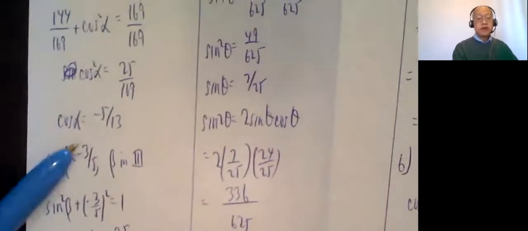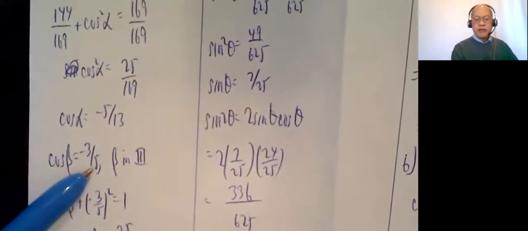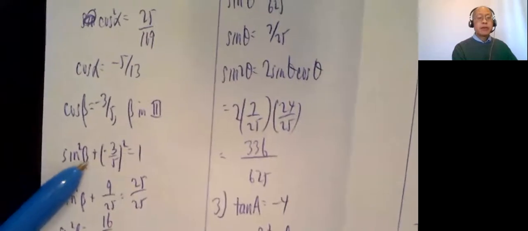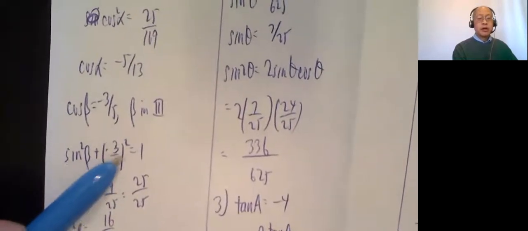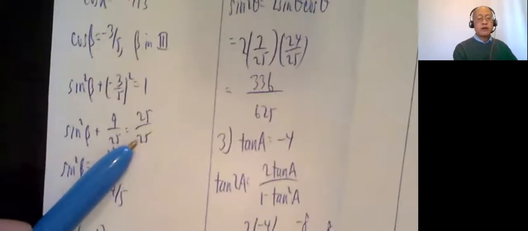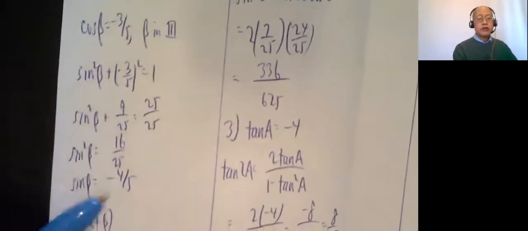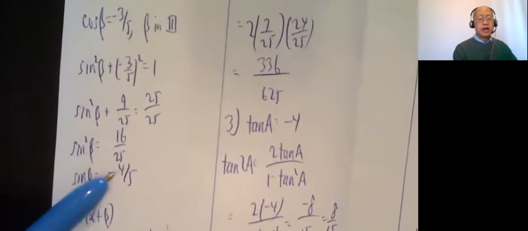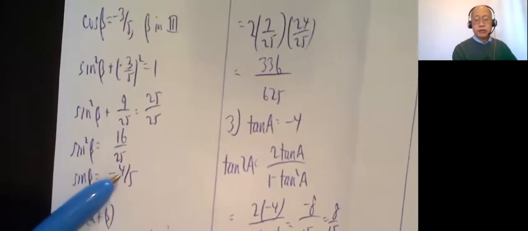Then we're told cosine of beta is negative 3/5, and we're in quadrant 3. Sine squared beta plus negative 3/5 squared is 1. This is 9 over 25. 1 is 25 over 25. Subtract 9 over 25. Sine squared beta is 16 over 25. Square root properties, sine of beta is negative 4/5. Again, negative because we're in quadrant 3.